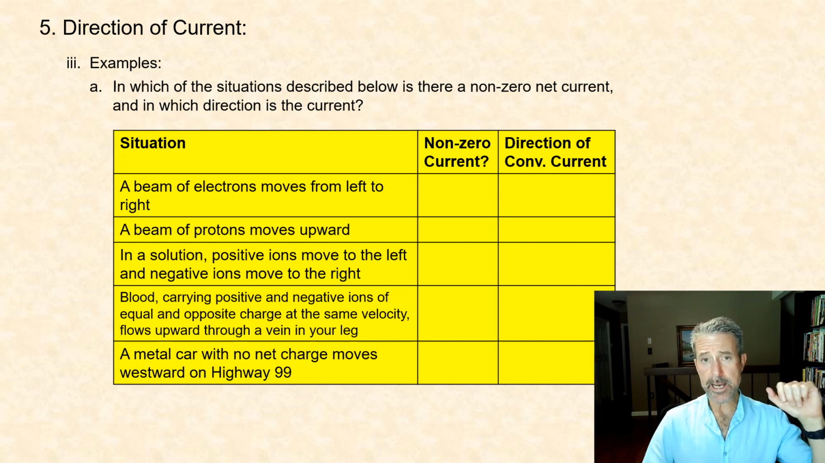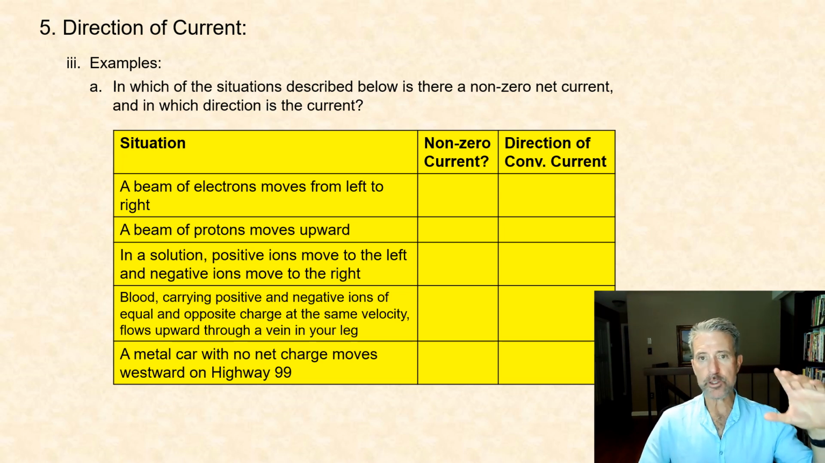So in this slide and the next, we'll take a look at a few examples to get a better grasp on this concept of conventional current as well as electron current. These examples will help us to see what happens when we have positive charge carriers, negative charge carriers, or both moving in a certain situation. In the examples below, we are asked to first determine whether there is a non-zero current, and if so, to specify the direction of the conventional current.